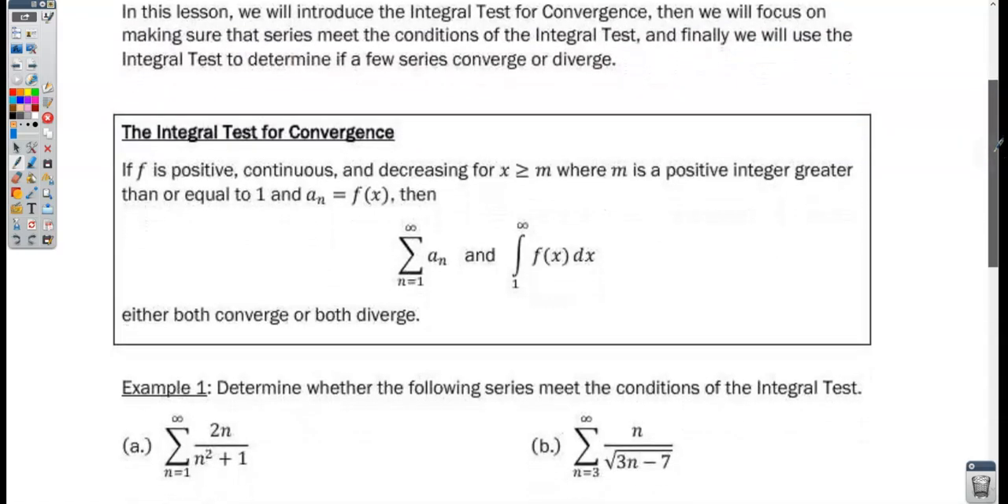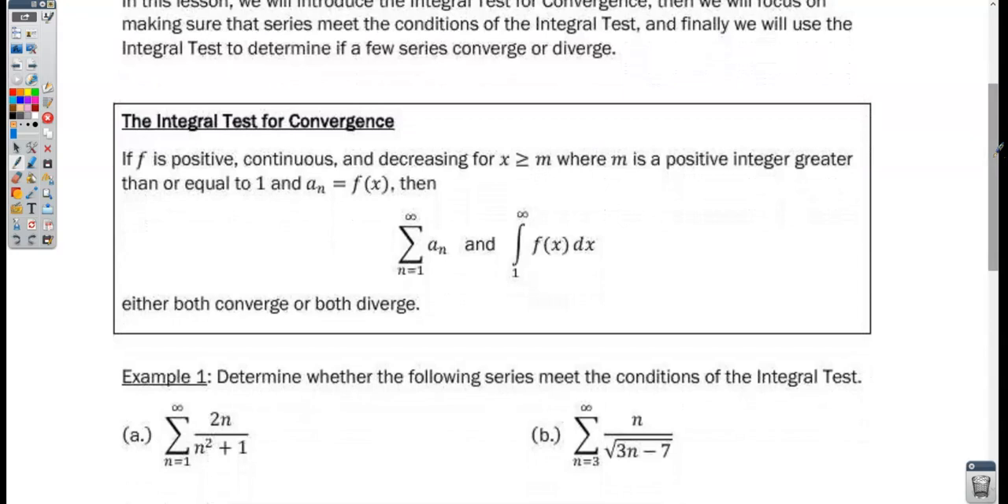Here we go. Example 1. Determine whether the following series meet the conditions of the integral test. Okay, what are the conditions of the integral test? Well, the function has to be positive, it has to be continuous, and it has to be decreasing for all values of x greater than or equal to m.